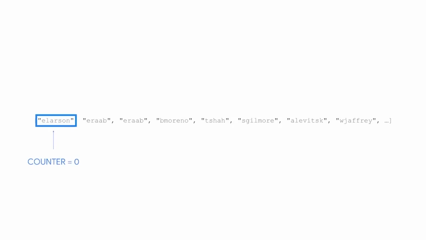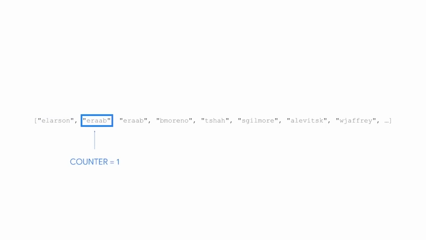So our for loop starts at the username ELARSON. At every element, Python asks, is this element equal to the string ERAAB? If the answer is yes, the counter goes up by 1. If it isn't, then the counter stays the same. Since ELARSON is not the same as ERAAB, the counter remains 0. Then we move on to the next element.